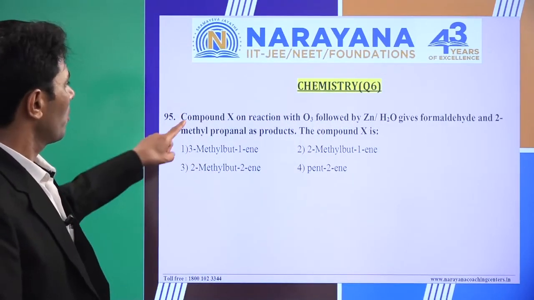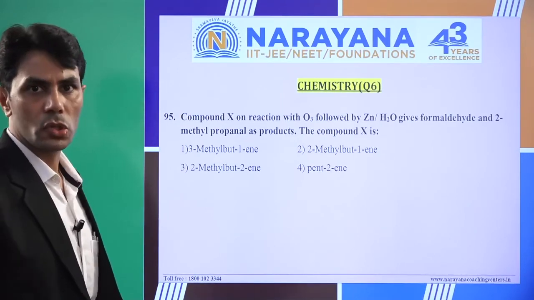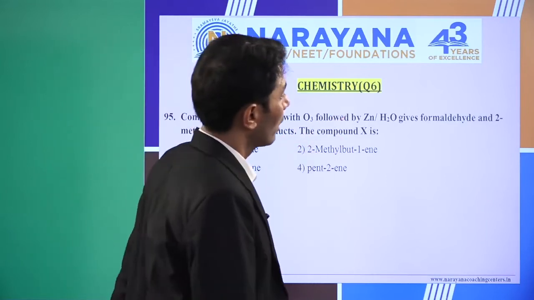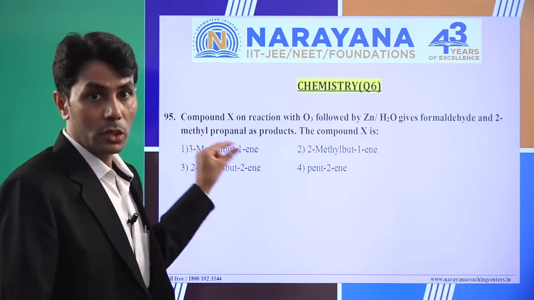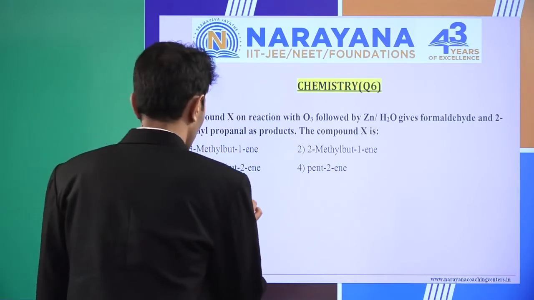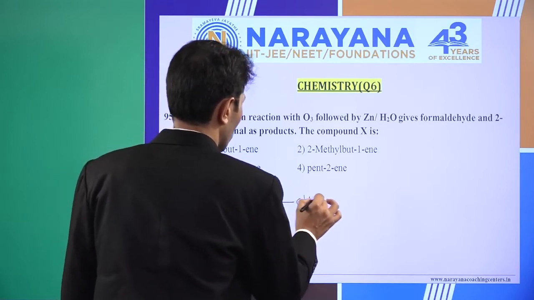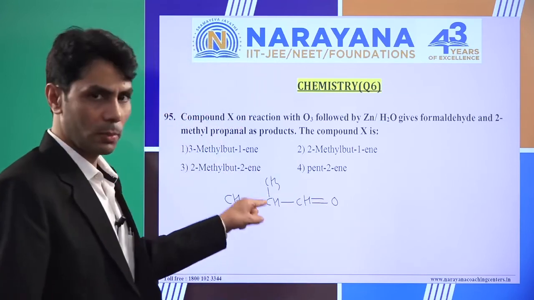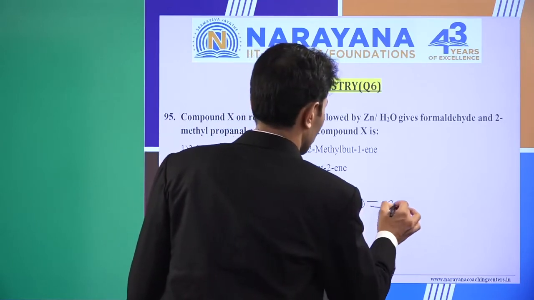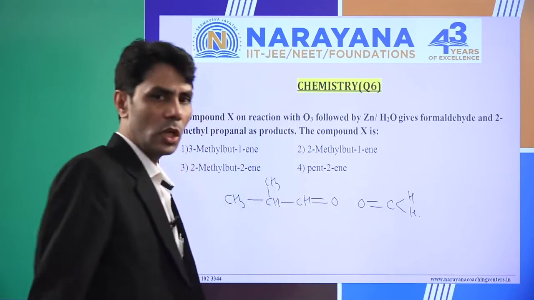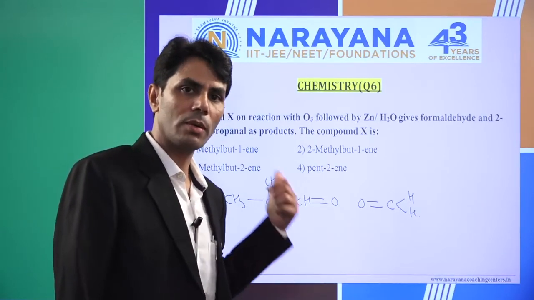Next one. A compound on reaction with ozone followed by zinc and water. It means it is reductive ozonolysis. Gives formaldehyde as one of the products and 2-methyl propanal. What is 2-methyl propanal? CH3, CH3 and CHO. It is 2-methyl propanal. And what is the other molecule? Another molecule is formaldehyde, which means HCHO. These are the products of reductive ozonolysis of compound X.